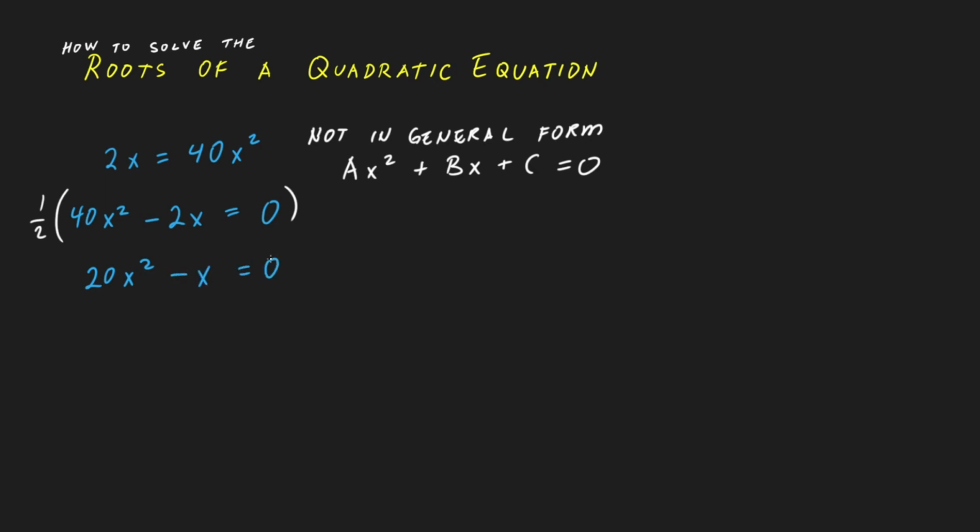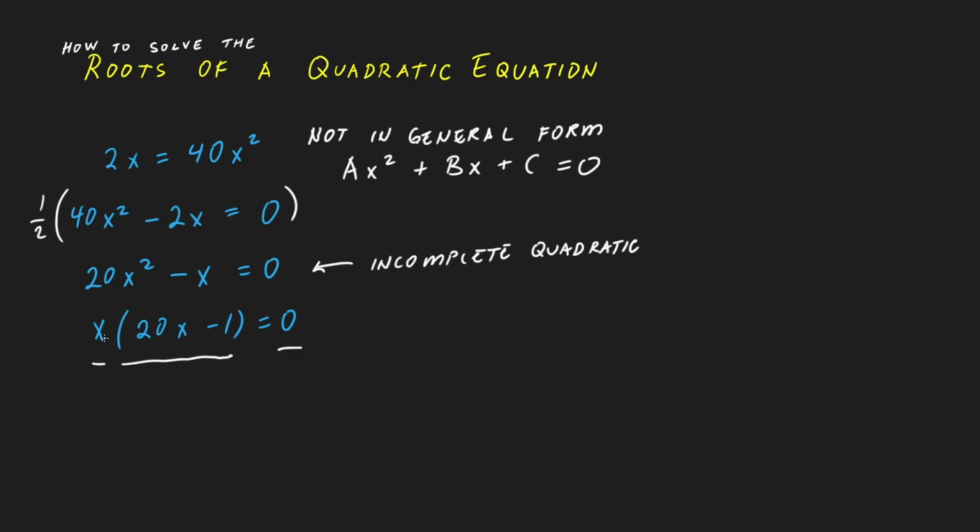Okay, so we now have smaller numbers, the smallest numbers that we could possibly have. So that made our lives a little bit easier. Here, as you can see, we have an incomplete quadratic. Whenever we have an incomplete quadratic, we can just safely factor out an x. So we factor out the x, so we get x times 20x minus 1. That's equal to 0.